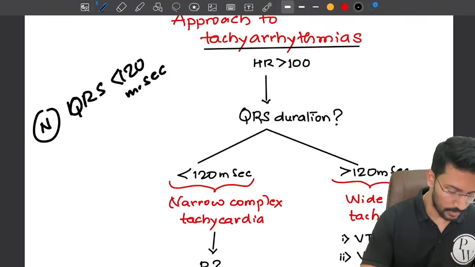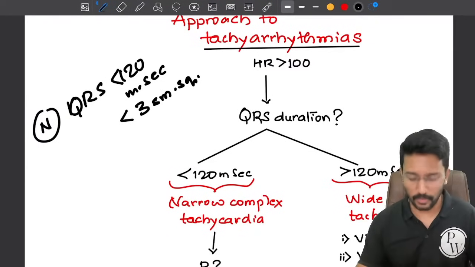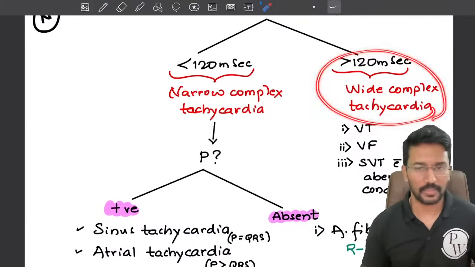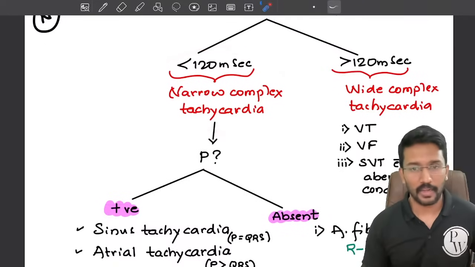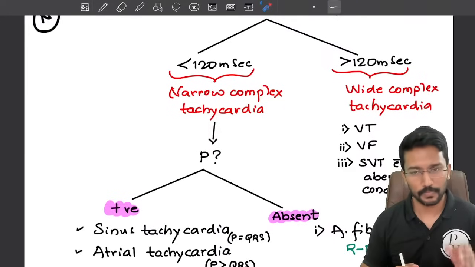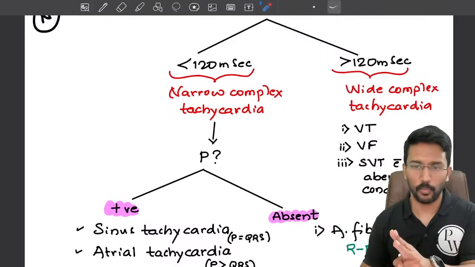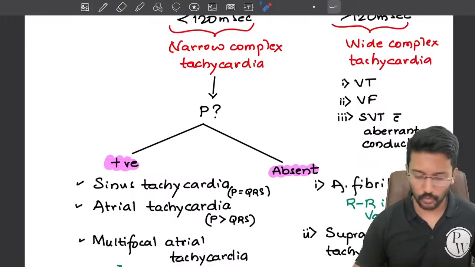That means less than 3 small squares, because 1 small square is equal to 40 milliseconds. So if it is more than 120 milliseconds, such tachyarrhythmias will be called wide complex tachycardias, and if it is less than 120 milliseconds, such tachyarrhythmias will be called narrow complex tachycardias. Okay, so the moment you see an arrhythmia ECG, first thing is to see the QRS duration. If the QRS is more than 3 small squares, it is wide complex tachycardia. If it is less than 3, it is narrow complex tachycardia. After that, we will see how to approach.